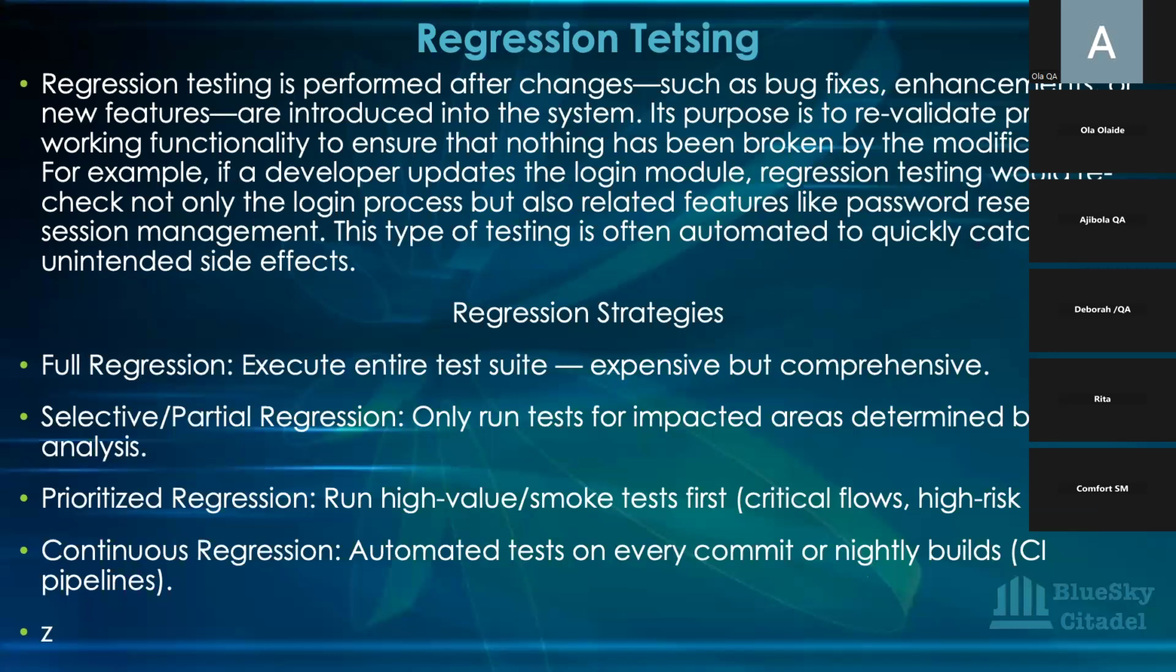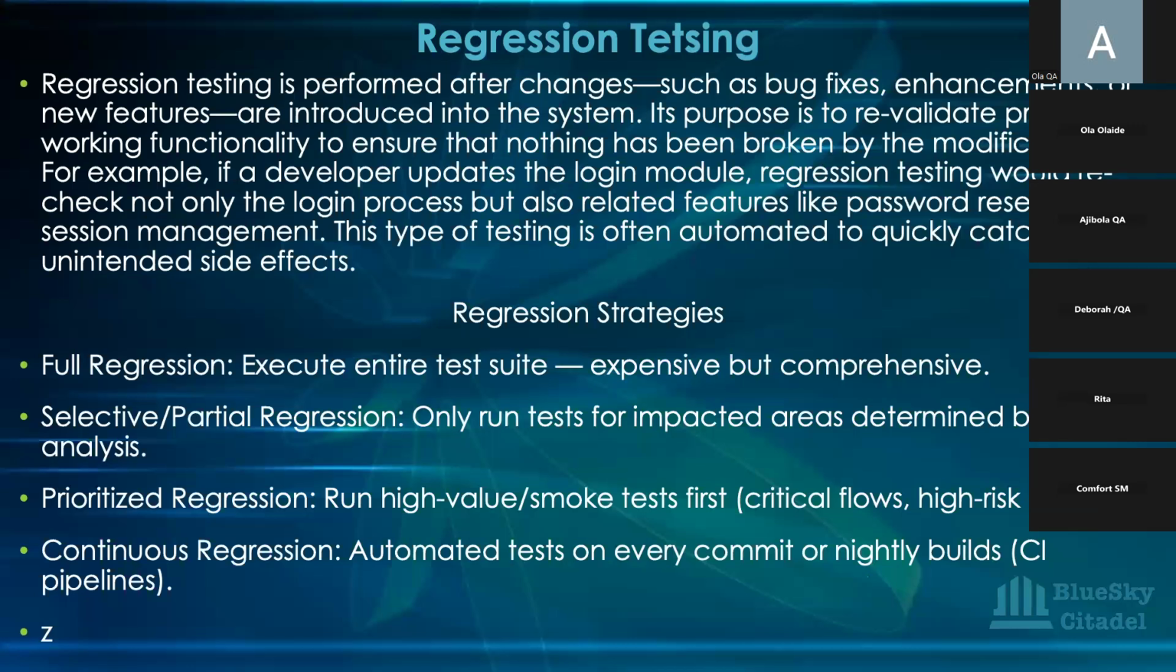That's if you're working in the e-commerce website. So that's what you'll be testing, or that's what your focus is going to be on. The next one is going to be continuous regression, which is to automate tests on every commit on nightly build, which is the CI/CD pipeline. So for the continuous regression, you just keep running your test maybe every night or after every build.